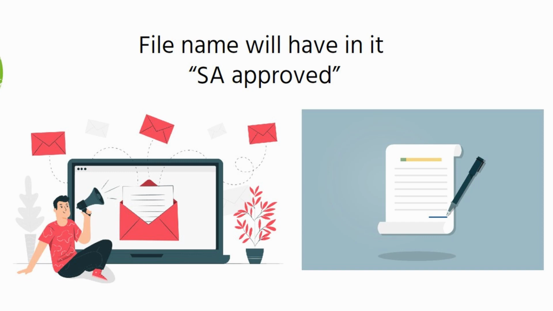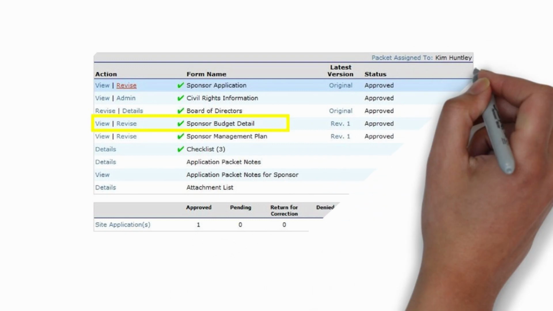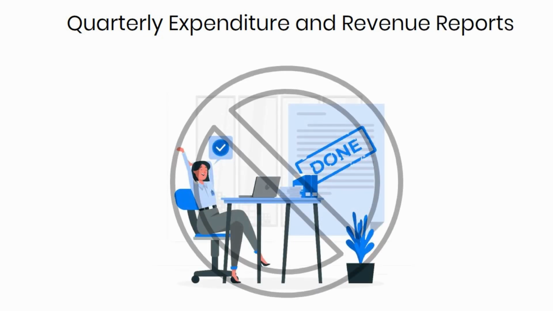Once the institution receives the approved workbook, the next step is to enter the approved budget summary in the next fiscal year application packet in My Idaho CNP in the sponsor budget detail form. It is important to attach the approved budget workbook in the budget detail as well. Quarterly expenditure and revenue reports. The budget process does not end once the budgets are approved.